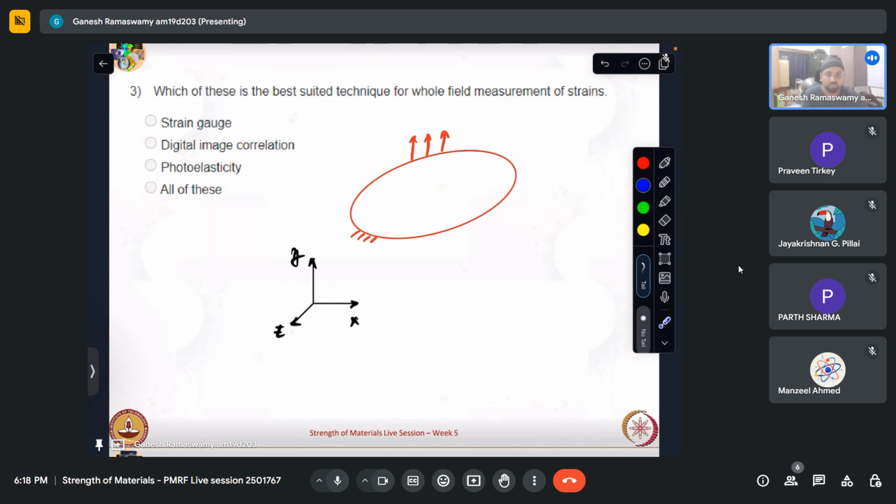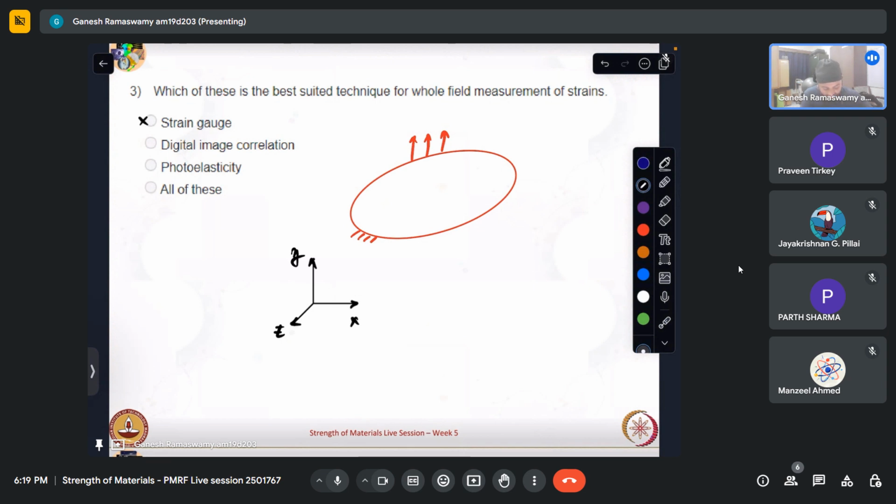It is dependent on what our problem is. What is the output that we want out of our problem? So it is not that the strain gauge, being a point by point technique, is inferior in any way. It is all dependent on the application that we are looking at. With that in mind, if you were to revisit this question, which of these is the best suited technique for whole field measurements of strains? The strain gauge, we clearly saw, is not whole field because it is point by point.